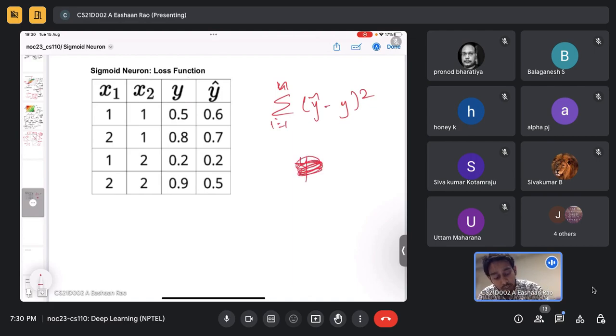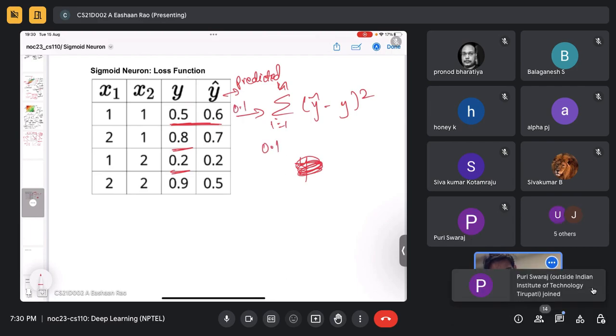It's a relationship. Now we have some points x1, x2, and there are some y values, and this is a predicted value. Look at the relationship with the loss function. If you can see, the difference between 0.5 and 0.6 is 0.1. Let's write it here, 0.1. Here also 0.1, here 0, and this is 0.4.